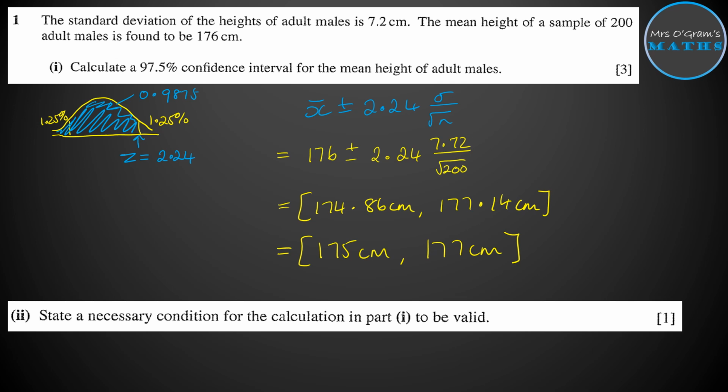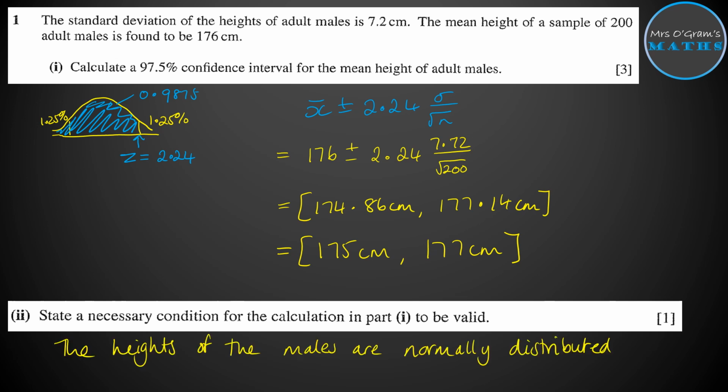Part 2, the necessary condition for this calculation is that we, of course, are working off a normal distribution when we haven't been told that it is one. So that's our condition for this to work. Specifically, that the heights of the males are normally distributed.